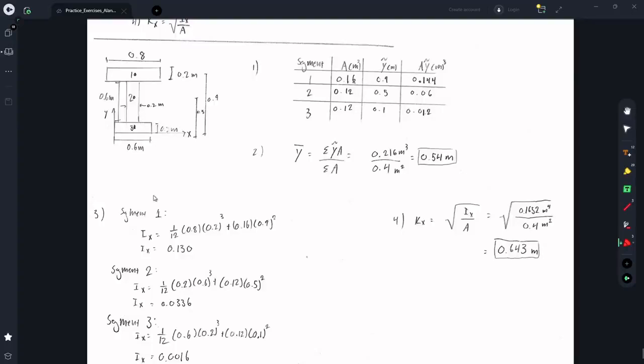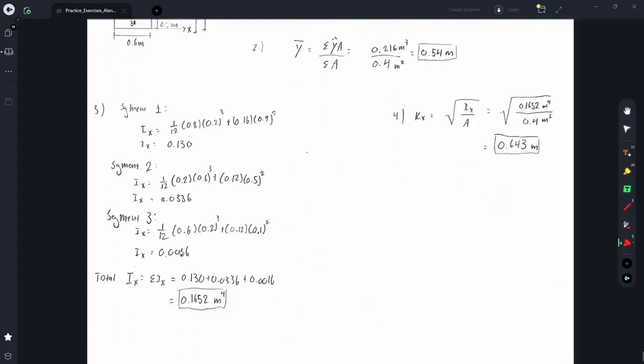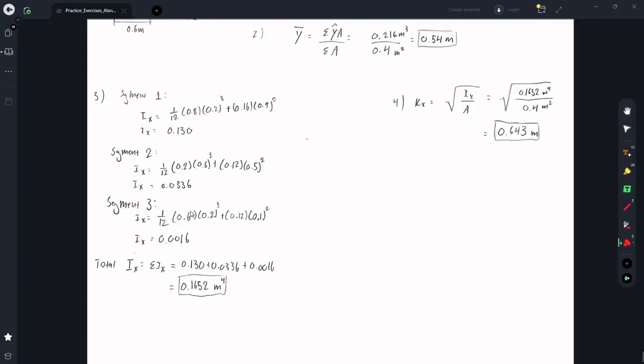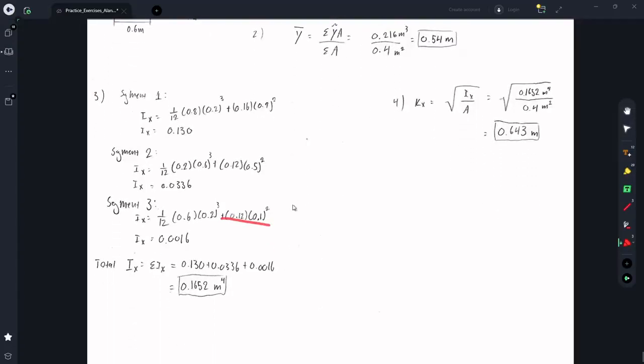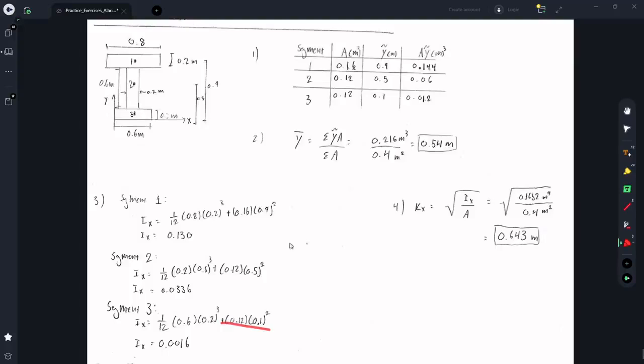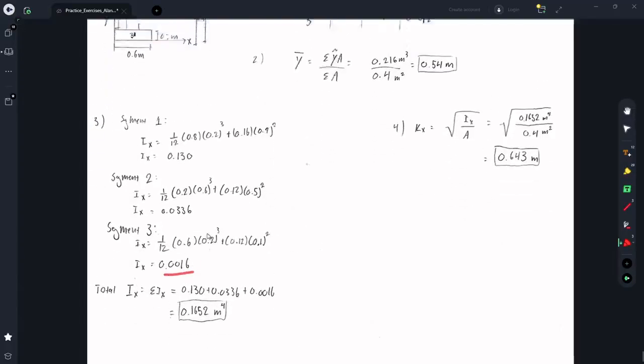For segment 2, its moment of inertia is 1 over 12 times 0.2 times 0.6 cubed, plus its area, 0.12, times the distance from the x-axis squared, so 0.5 squared. That one was 0.0336. Finally, for segment 3, we have 1 over 12 times 0.6 times 0.2 cubed, plus its area, 0.12, times the distance from the x-axis, 0.1 squared, and that was 0.0016.